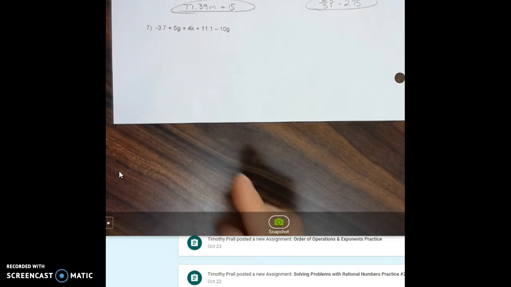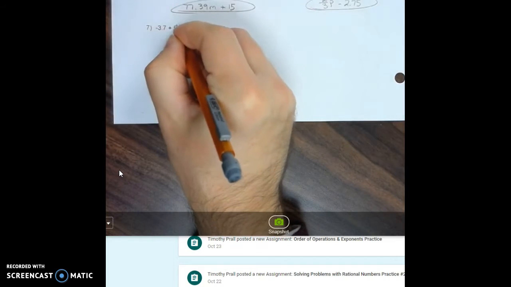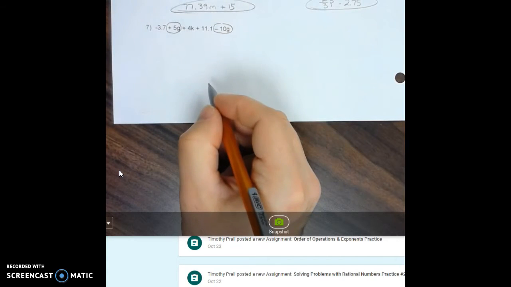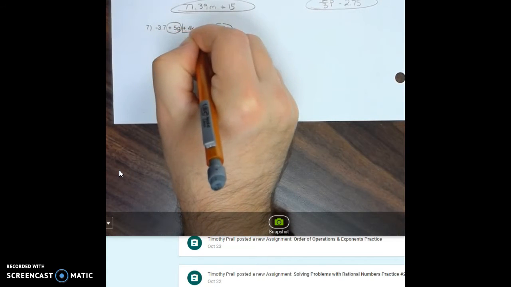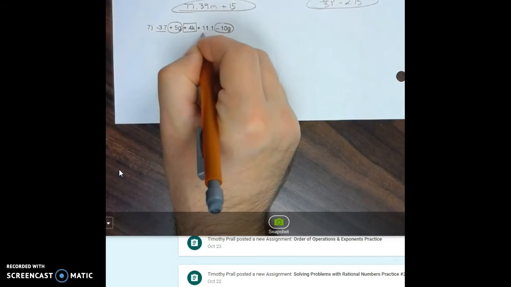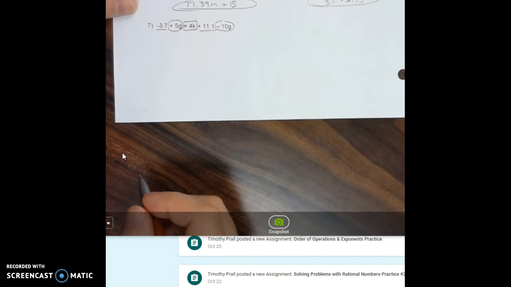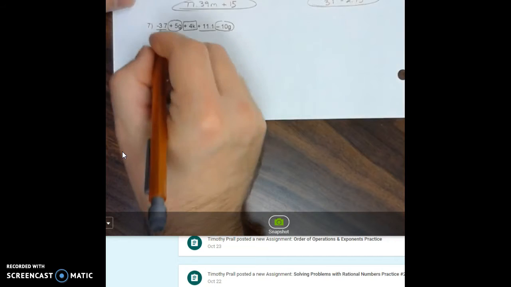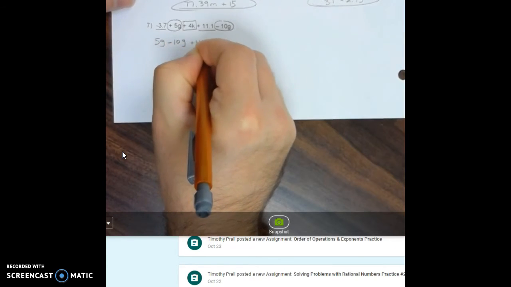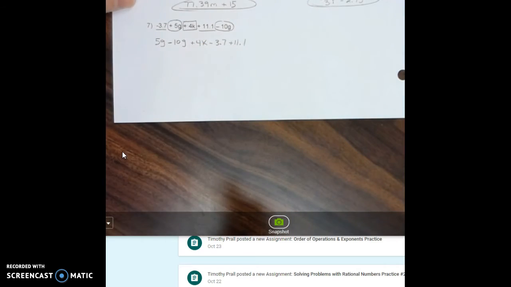In my last example, okay, I noticed that I've got two different kinds of variables, g's and k's, so I'm going to circle my g terms, positive 5g, negative 10g. I'm going to put a box around my k terms, positive 4k. I'm going to underline my constants, negative 3 and 7/10 and positive 11 and 1/10. I'm going to rearrange with my variable terms first, alphabetically, g before k, 5g minus 10g plus 4k minus 3 and 7/10 plus 11 and 1/10.